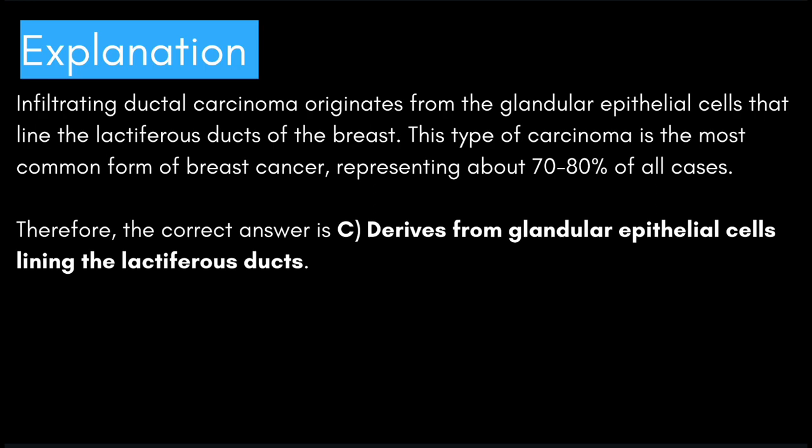Infiltrating ductal carcinoma originates from the glandular epithelial cells that line the lactiferous ducts of the breast. This type of carcinoma is the most common form of breast cancer, representing about 70 to 80% of all cases. Therefore, the correct answer is C, derives from glandular epithelial cells lining the lactiferous ducts. Let's go ahead and see why the wrong answers are wrong.